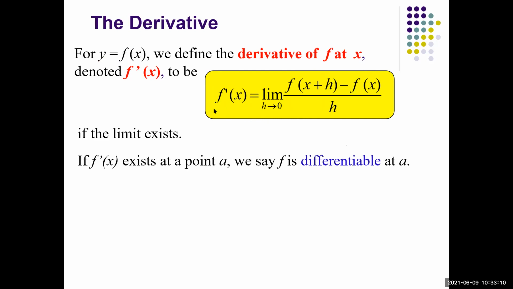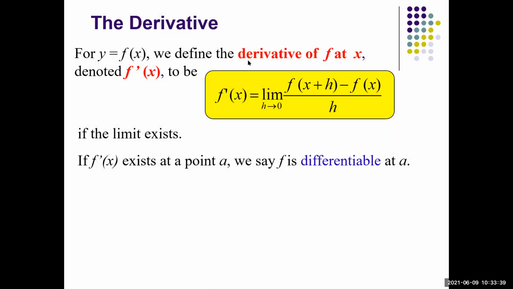Okay, now notice that the derivative does not always exist, because the derivative is defined by the limit, and as we know, a limit may or may not exist. If the limit exists, or if the derivative is actually defined, then we say the function is differentiable at the point a. Okay.